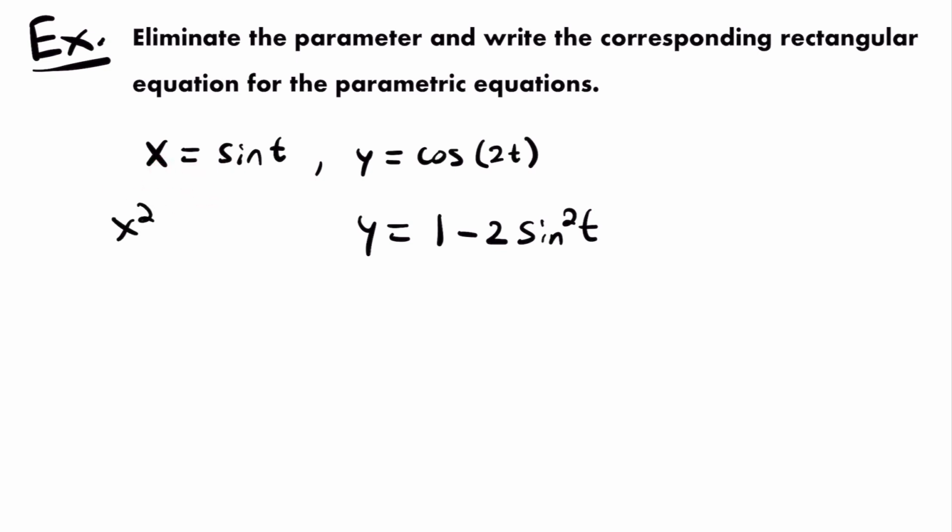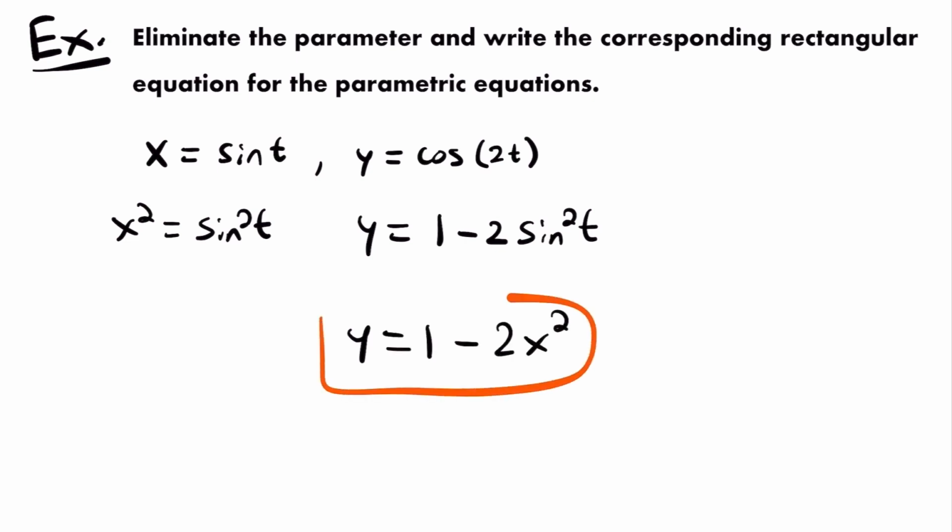So I'll write that out. X squared is equal to sine squared of t. And so we can replace sine squared t with x squared and have that y is equal to 1 minus 2 times x squared. And that right there is the rectangular equation that corresponds to these parametric equations. All right, so this is just a quick example of where knowing your double angle identities for your trig functions can be pretty helpful in eliminating the parameter for parametric equations.